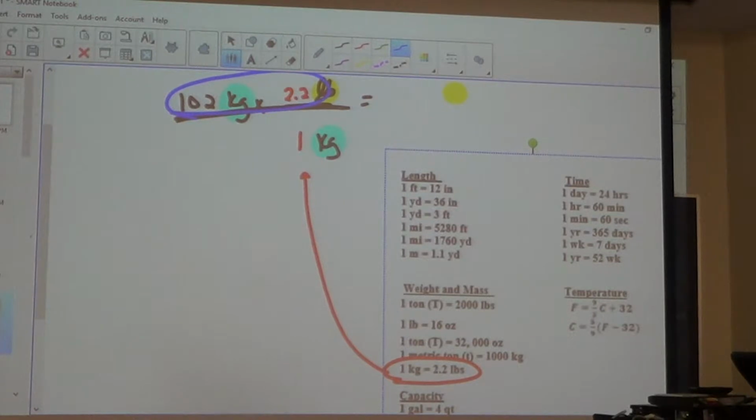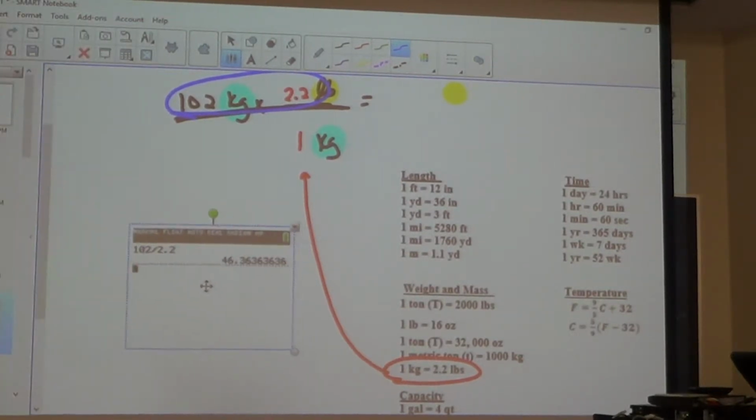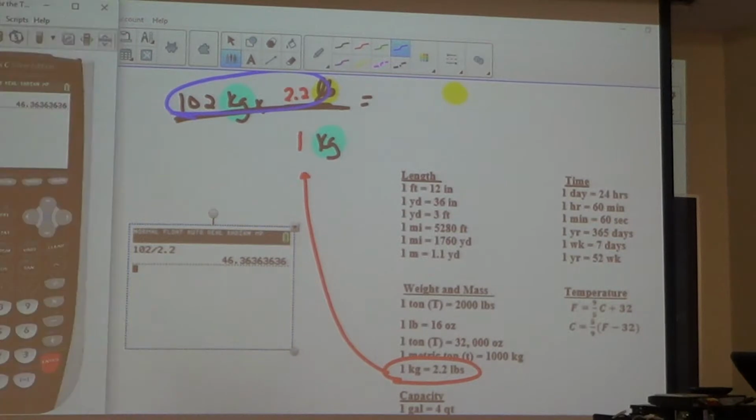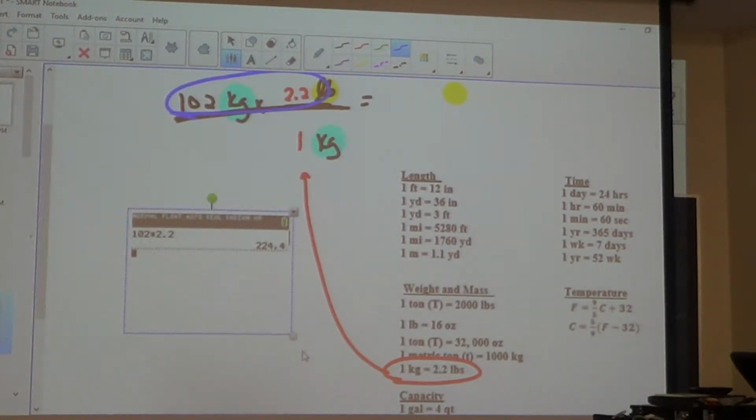So to get my answer, I'm going to get 102 divided by... if they're right beside each other, oops, I did divide by, my bad. So it's going to be 102 times 2.2. So if somebody weighs 102 kilograms, that means they weigh 224.4 pounds.